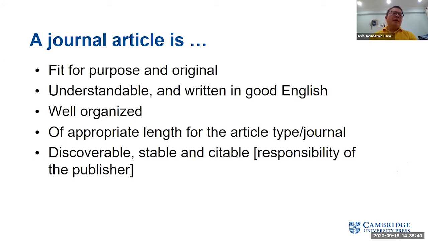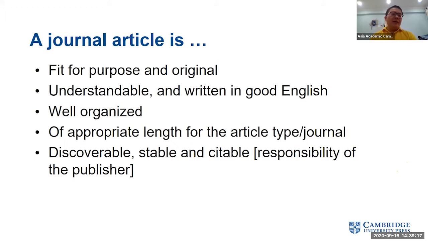It has to be understandable and written in good English if you want to publish in so-called international journals, because so far English is still the main language used for all these international journals. You have to make it as organized as possible so that when people read through the whole paper, they can understand how the work flows. It has to be of appropriate length. If there is a word limit for the article type for that journal, make sure you are within the limits. Don't try to exceed it.